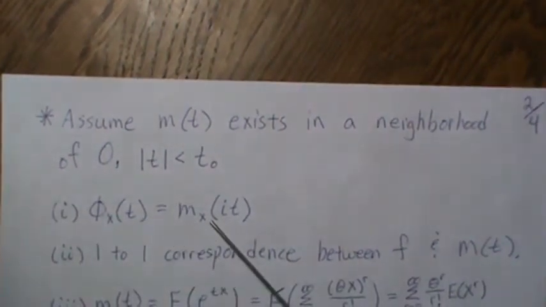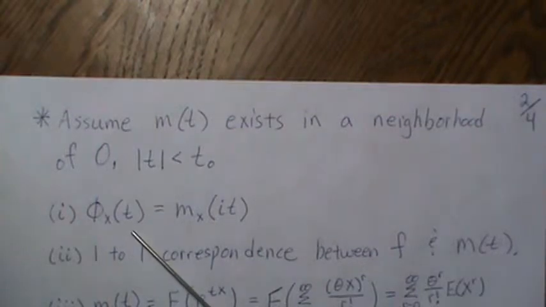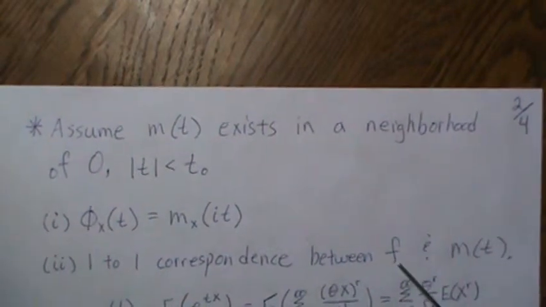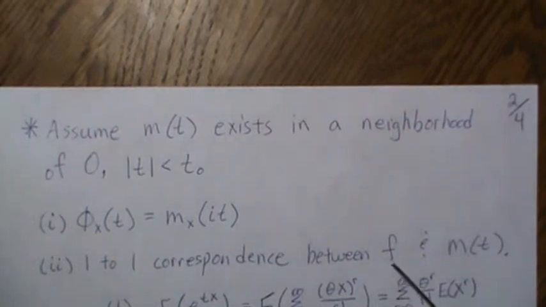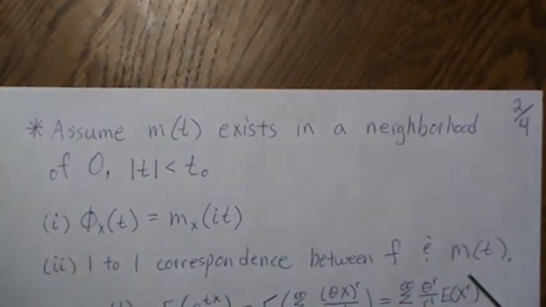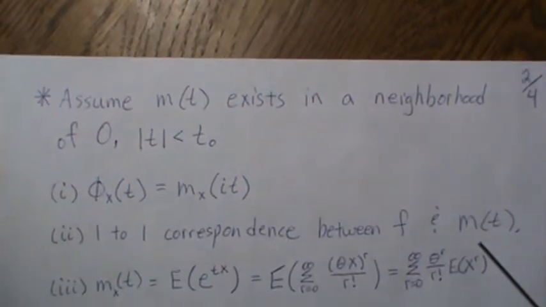So here, yeah, the moment generating function can be thought of as a characteristic function. Number 2 is pretty powerful. There's a one-to-one correspondence between the density and the moment generating function. And we're going to use this property in our example.